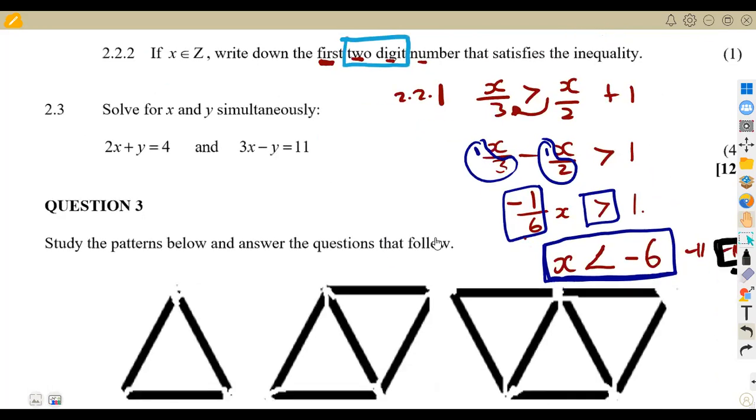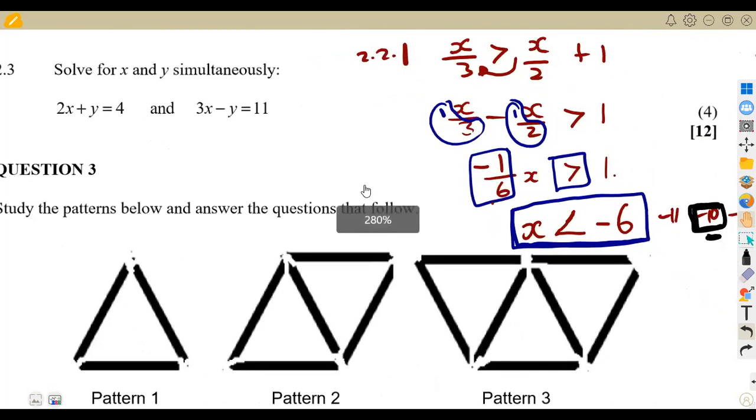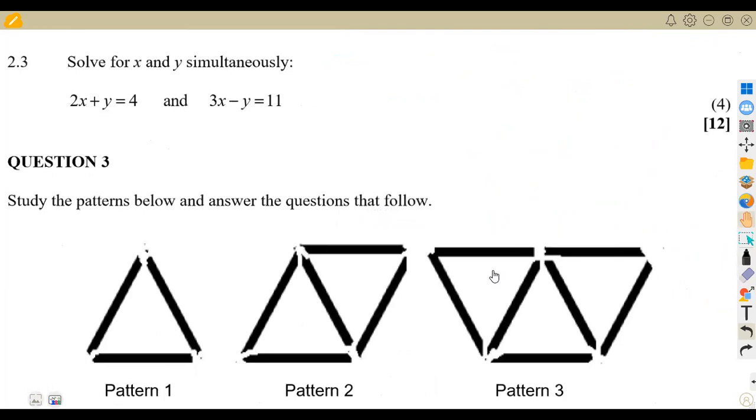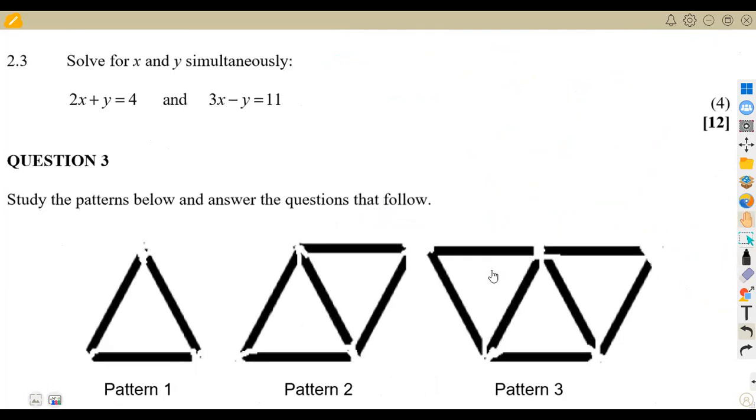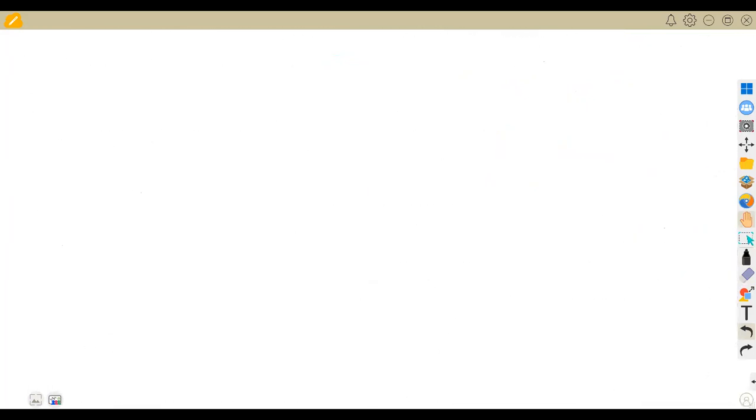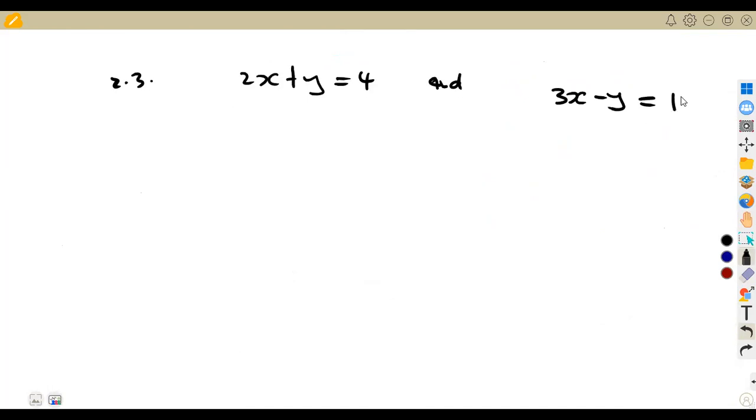All right, 2.3, solve for x and y simultaneously, and that was 4 marks for that simultaneous equation to be solved. So you're given 2x plus y equal to 4, and 3x minus y equal to 11. Let us see if we can just solve them aside here. So that is question 2.3. There are 2 equations.